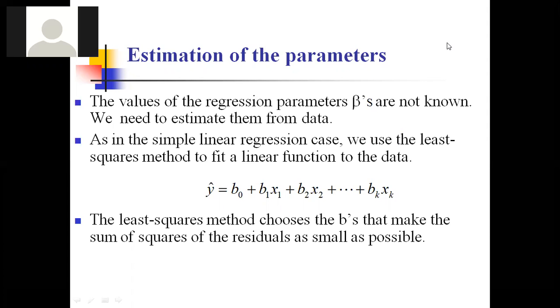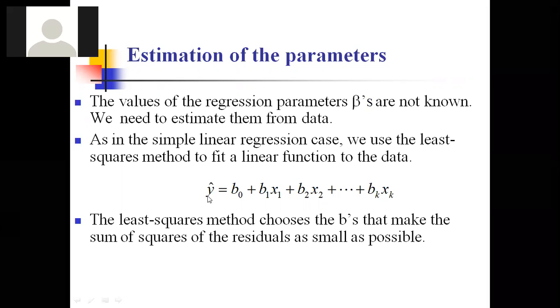So the values of the regression parameters, the B's, that is called betas, are not known. We don't know those values. Then we need to estimate the values from the given data series. So as in the simple linear regression case, we use the OLS method. When we did simple linear regression, we used the OLS method. So how can we use the OLS method? What methods did we follow to fit the linear function to the data? Simply like that, we need to follow the OLS method in multiple linear regression.